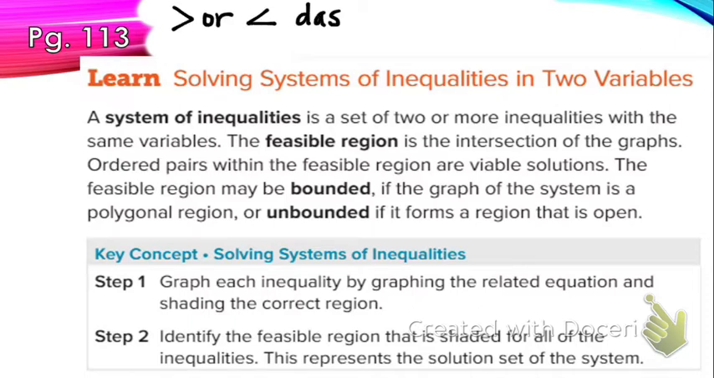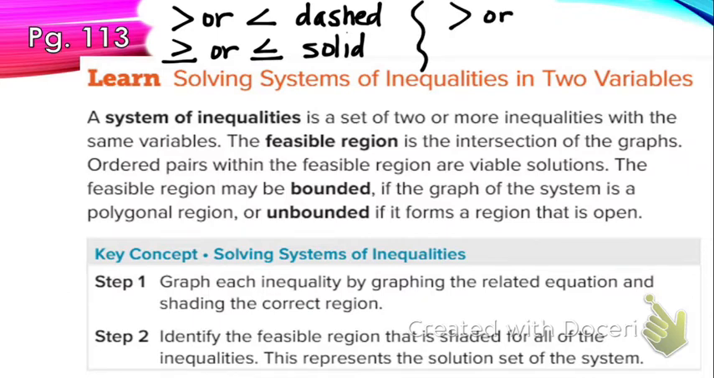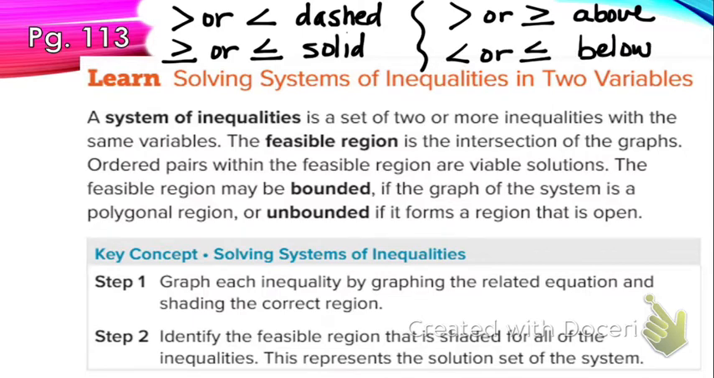This will be a dashed line. This is solid. And then when you shade, if it's greater than or greater than and equal to, you shade above. But if it's a less than, you shade below. So those 4 things are just a good reminder for you to put somewhere.